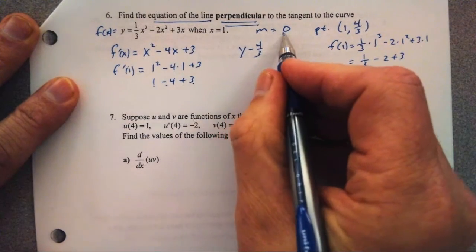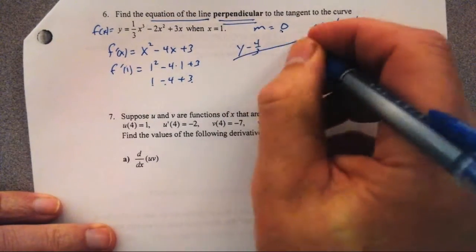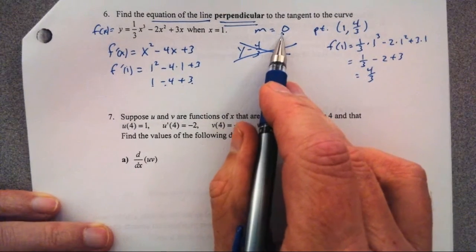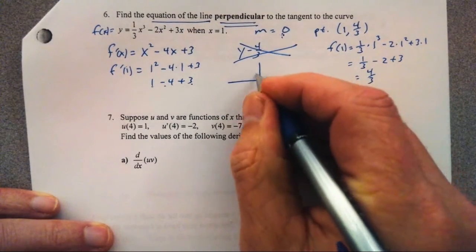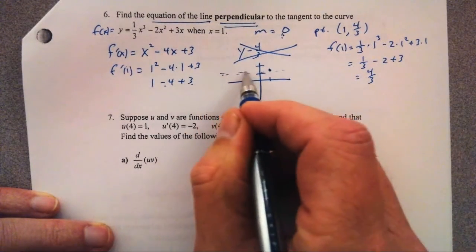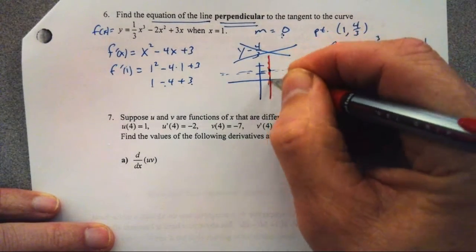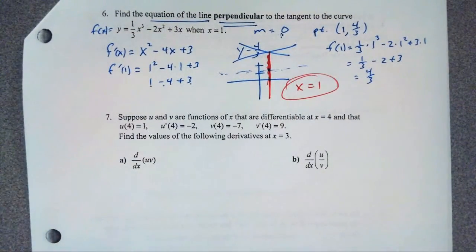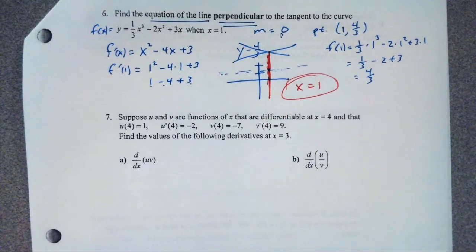Oh, okay, so I need the opposite reciprocal of 0, but the opposite reciprocal of 0 is undefined. So I need some interpretation here. If it's undefined, that means the line would be vertical. I've got a graph that's going through the point 1, 4/3. The tangent line is here, but perpendicular to the tangent line is this line. This is the line I want to talk about, and that is the line x equals 1. Not certain that's going to happen on the test. We might just get a nice normal slope, but we should be able to interpret.